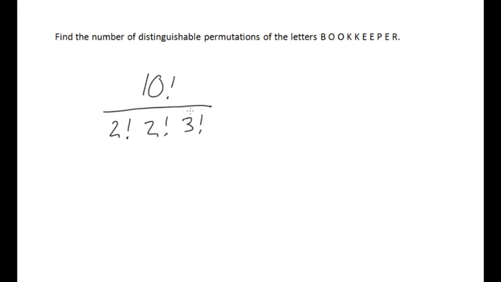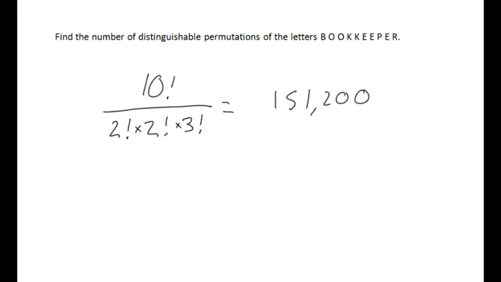So to solve for this, we would do 10 factorial divided by 2 factorial times 2 factorial times 3 factorial. And what we would get is approximately 151,200 different ways that we can rearrange those 10 letters that all look different from one another.